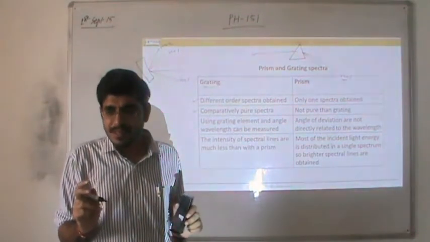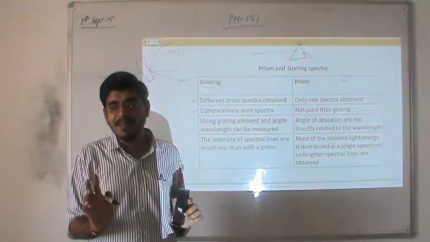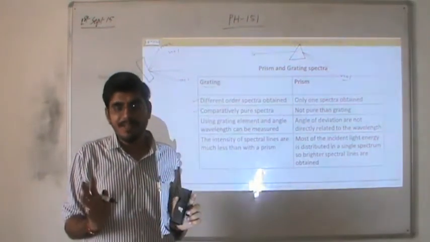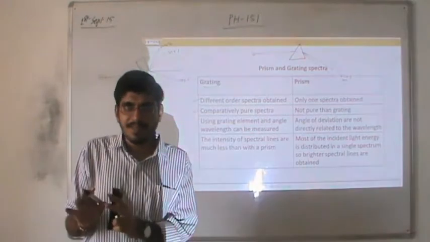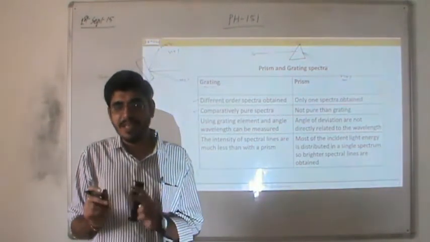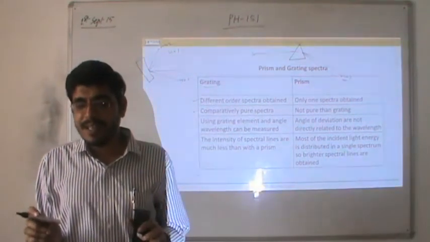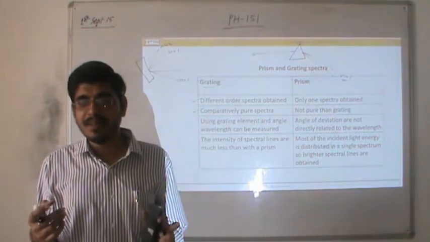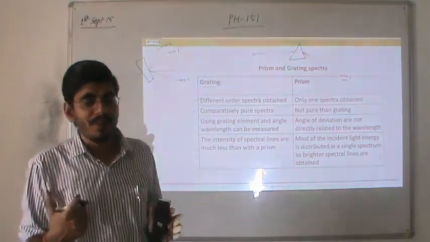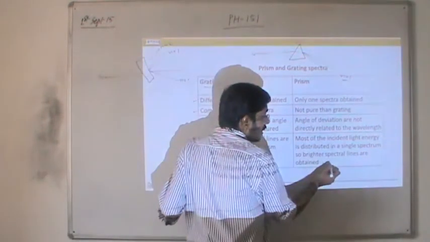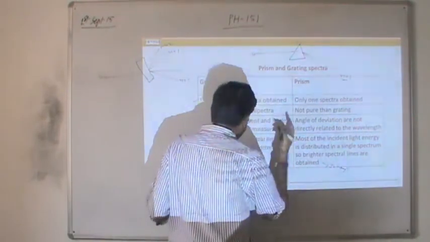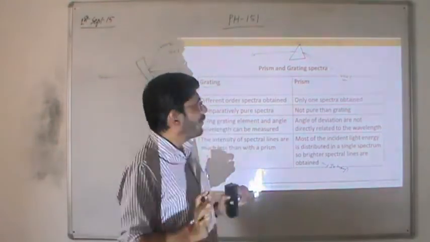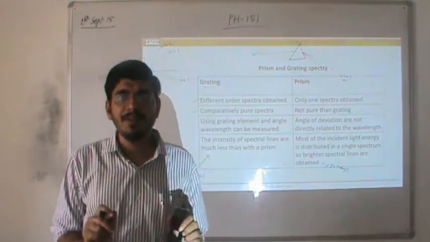The last difference is that the intensity of the spectral lines of a grating is much less than that of a prism. The intensity is higher in a prism. This is the one opposite difference between the grating and prism. In a prism, most of the incident light energy is distributed in a single spectrum, so brighter spectral lines are obtained. That's why the intensity is high there, while in the grating the intensity is low. These are the main differences between the grating and the prism spectrum.